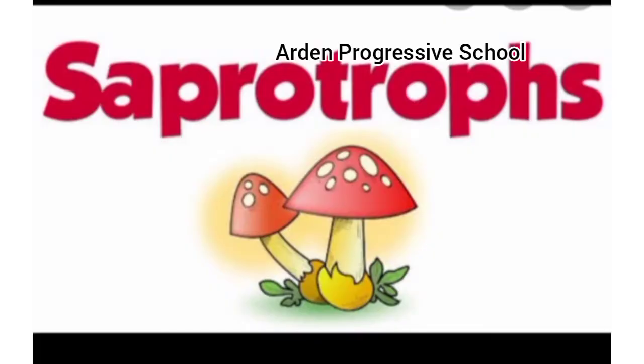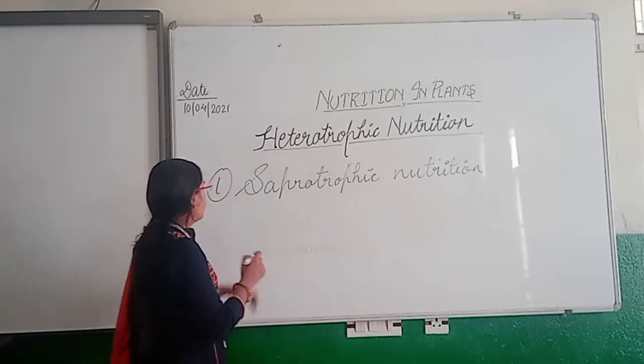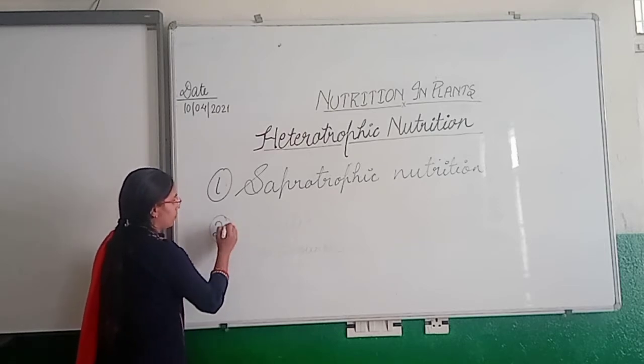Mushrooms and bread molds are also the best examples of saprotrophs. They derive their food from dead decaying organic matter. Saprotrophs secrete digestive juices on the dead and decaying matter and convert them into a solution. Then they absorb the nutrients from it.